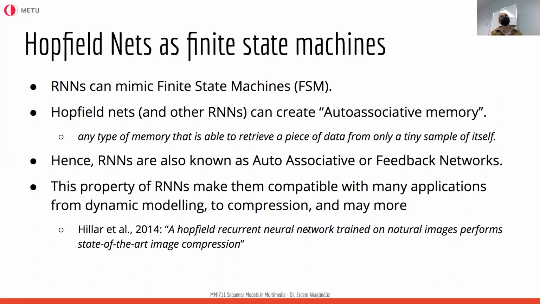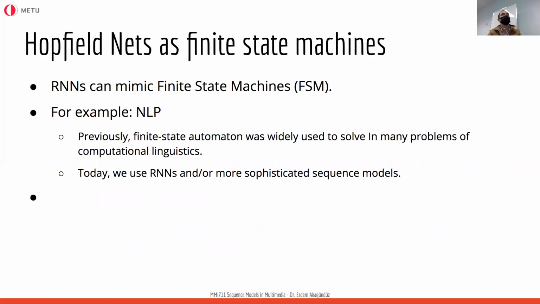Hopfield recurrent neural network trained on natural images performs compression. So this is an idea where Hopfield recurrent neural networks are applied to compression, very new, very recent, 2014. So as I told you, these kinds of simple ideas, which were toy examples 30 years ago, are being revisited, guys, and they have strong capacity to do nice things.